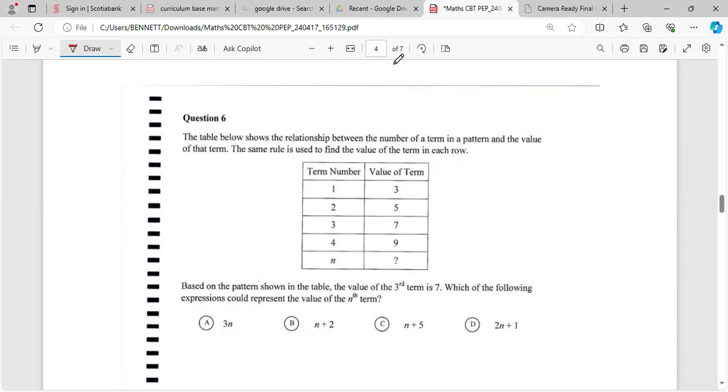Remember, guys, it's the same rule for each row. Very important.